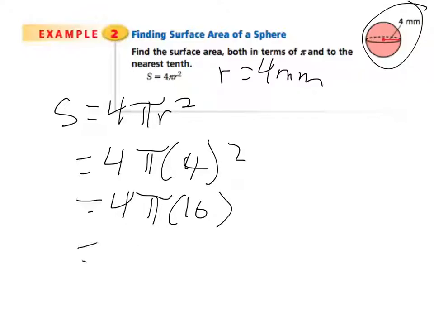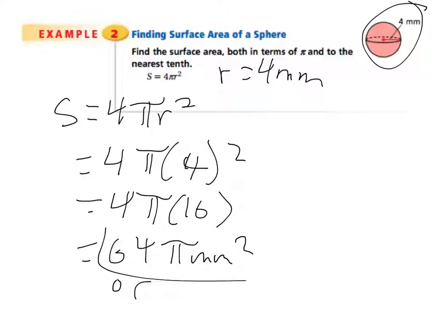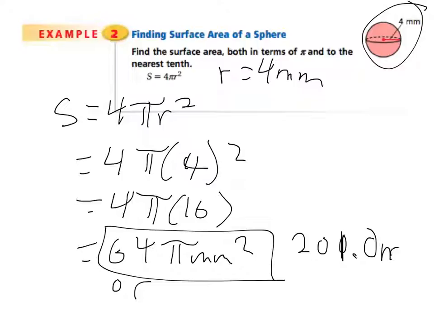Then you do 16 times 4. So you get 64 pi millimeters squared. So this is one answer. 64 times 3.14 is 200.96, so it's going to actually be 201 millimeters squared. So those are your two answers. The main thing we need to know are the two equations.